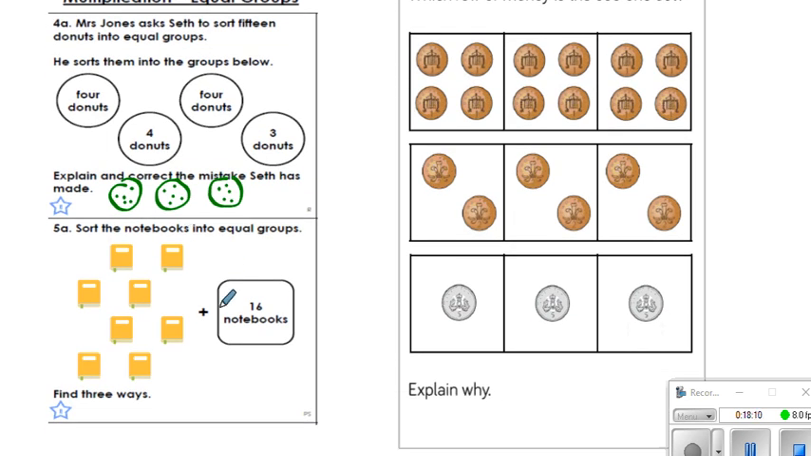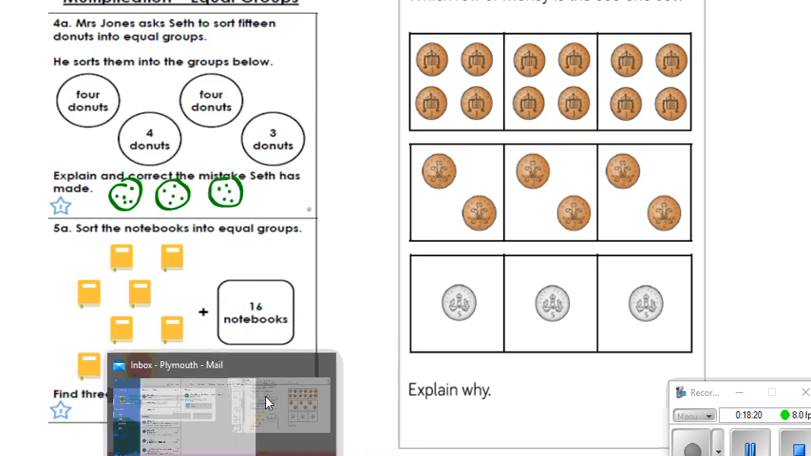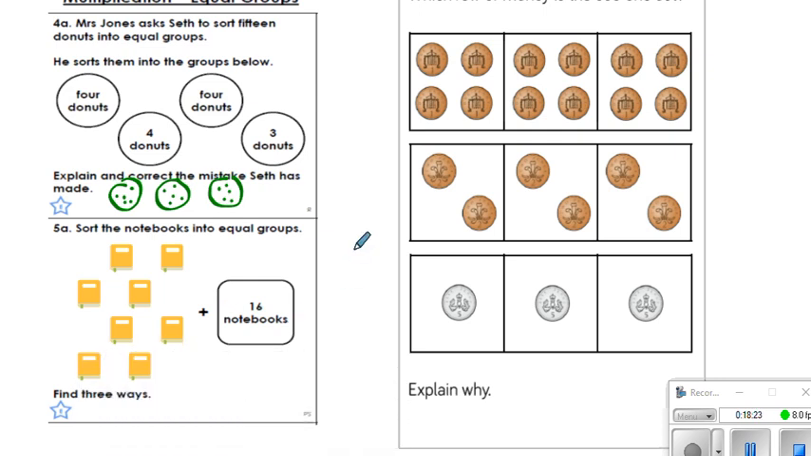Sort the notebooks into equal groups. 1, 2, 3, 4, 5, 6, 7, 8, plus 16 notebooks. 8 plus 16 is 24. How could you sort those notebooks into equal groups?